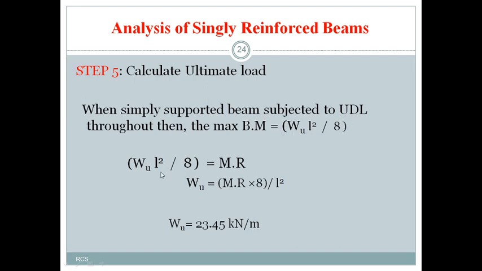So this maximum bending moment should be resisted by our moment of resistance. That means the maximum bending moment must be equal to the moment of resistance of the section. From that I can write WL square by 8 equal to moment of resistance. From this, Wu, the ultimate uniformly distributed load, is MR into 8 by L square. You know the L value and the MR value. If we substitute that, we get the ultimate uniformly distributed load equal to 23.45 kilonewton per meter.